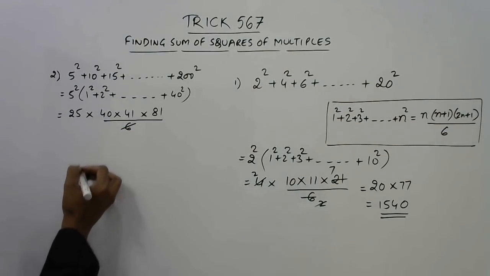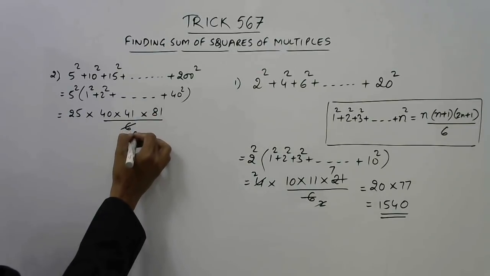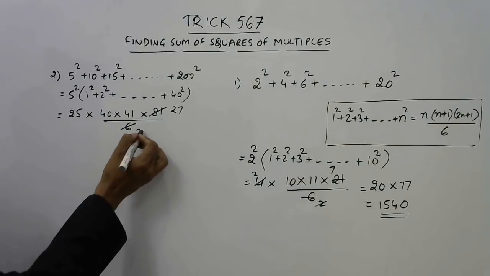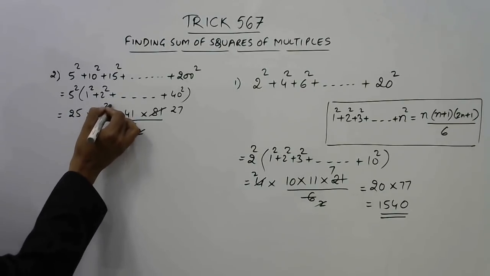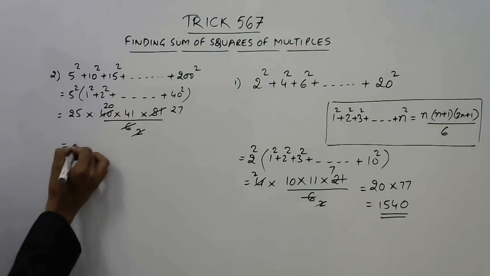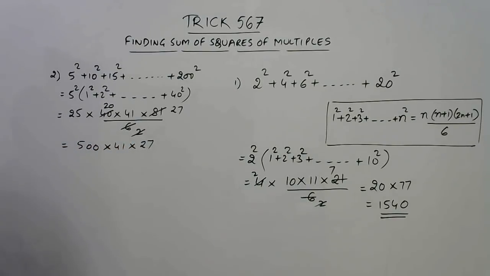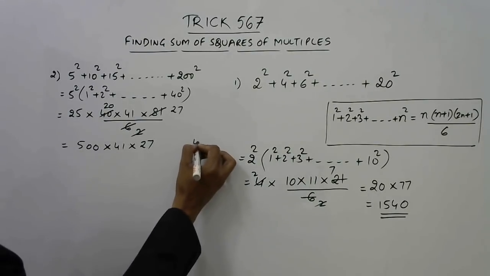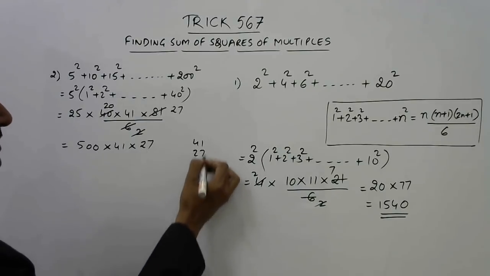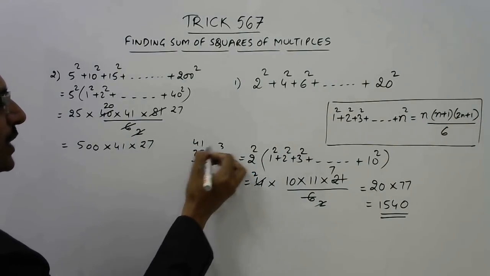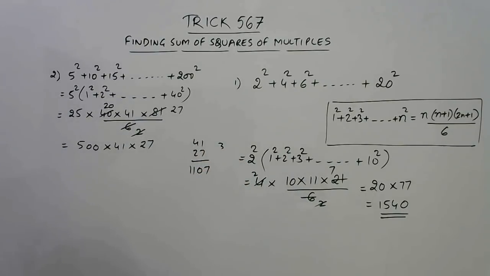Now this is the calculation we need to carry out. So 6 and 81 we can cancel with 3. So this is 2 and this is 27. And now 2 cancels 20 times. So 25 into 20 is 500 into 41 into 27. Now this is a simple calculation we need to carry out to get to our answer. So 41 into 27, we need to check this. 7 1 is 7, 7 4 is 28 and 2 is 30, 0, 3, 4 2 is 8 plus 3, 11. So 1107 is the product of 41 and 27.